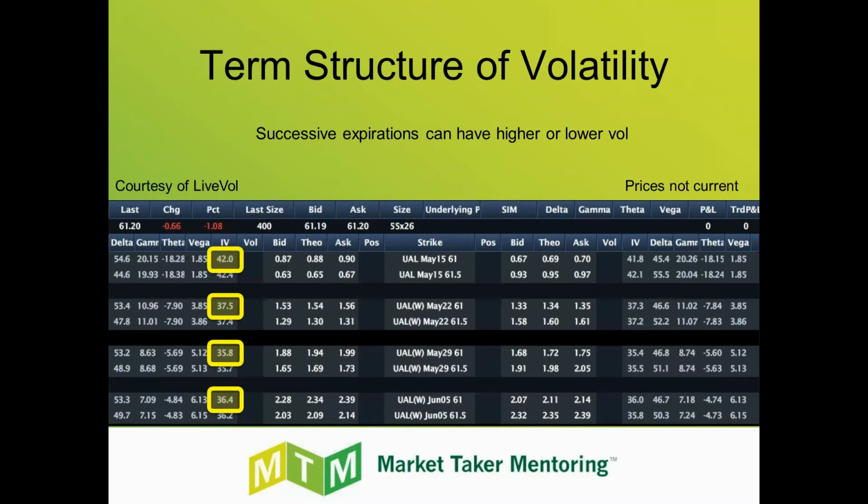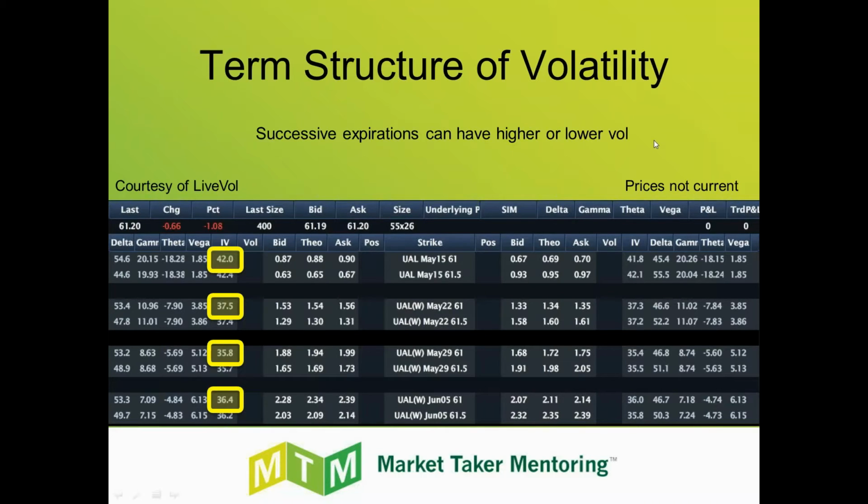If I look at the 61 calls for all these different expirations, May 15th, May 22nd, May 29th, June 5th. Look, the May 15 61 calls have a 42 vol. The May 22nd 61 calls have a 37.5 implied volatility. And so on and so on and so on. It kind of changes here a little bit, doesn't it? So what is term structure volatility? It's simply this observation.